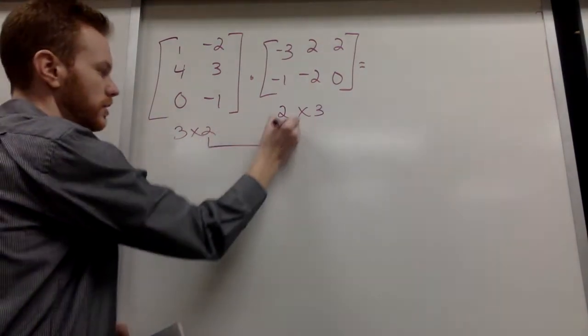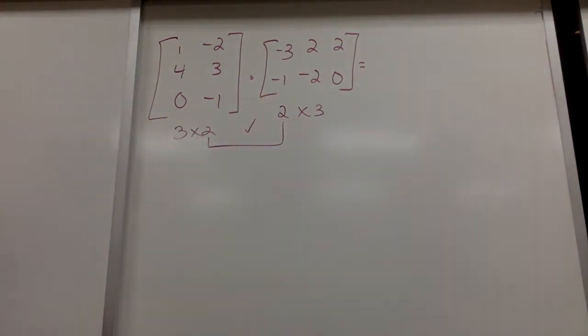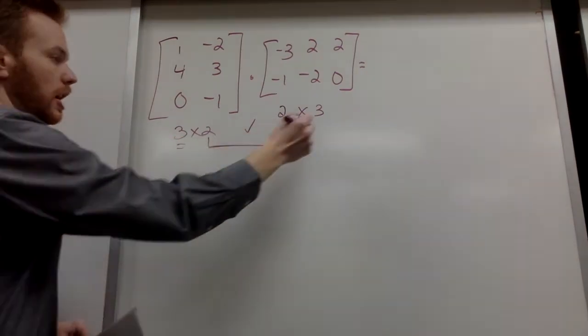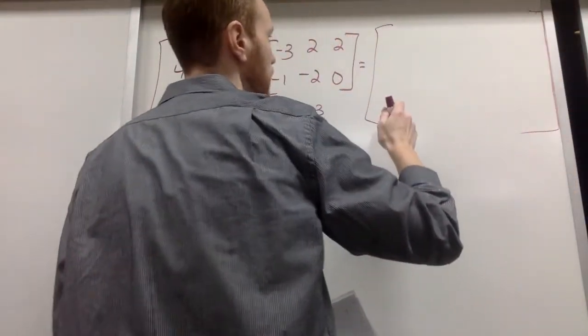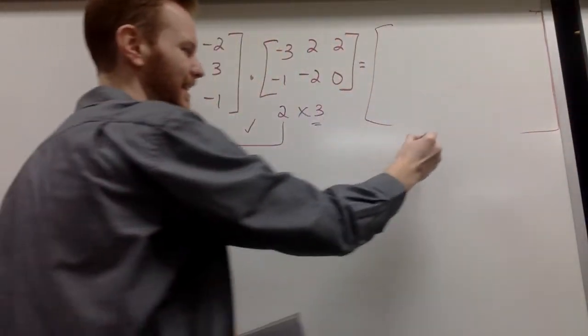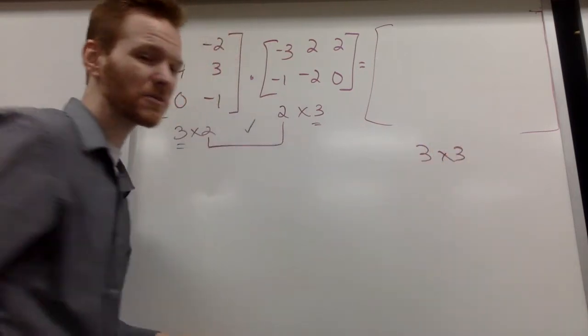Look at the inner dimensions. Yep, they match. I'm good. The outside dimensions tell me how large the new matrix is. So this one, it's a 3 by 3. That's my answer here. The last one was a 2 by 2.